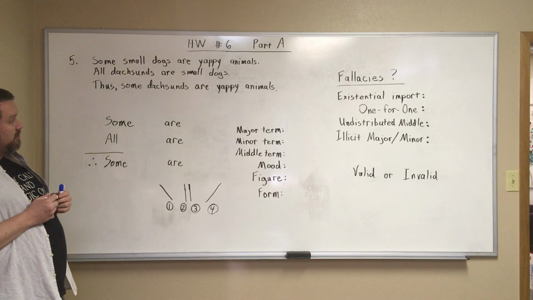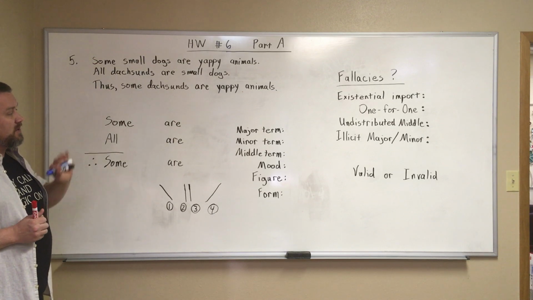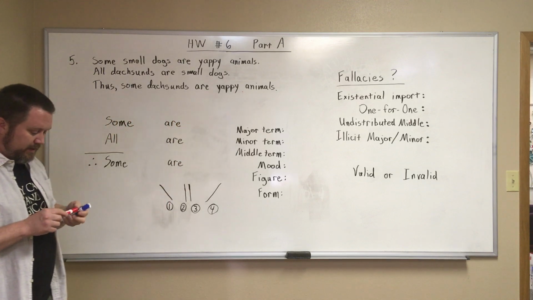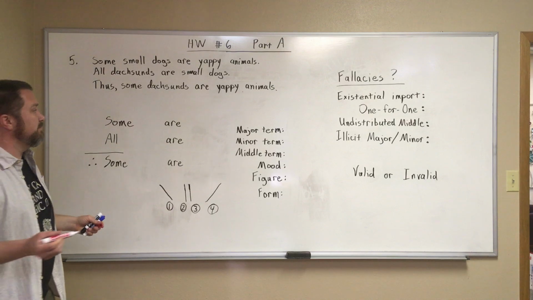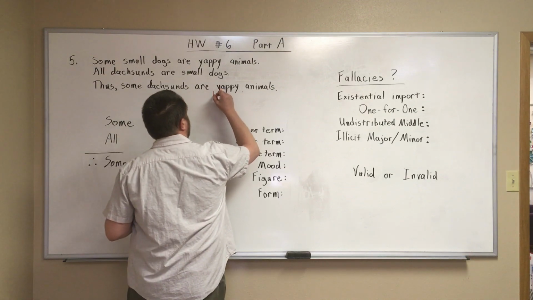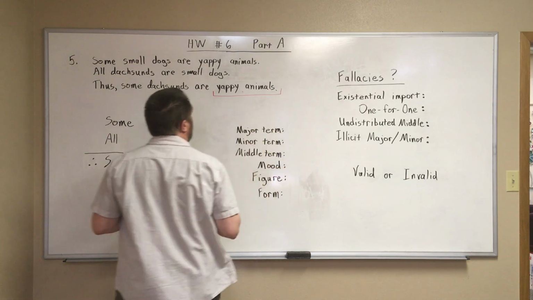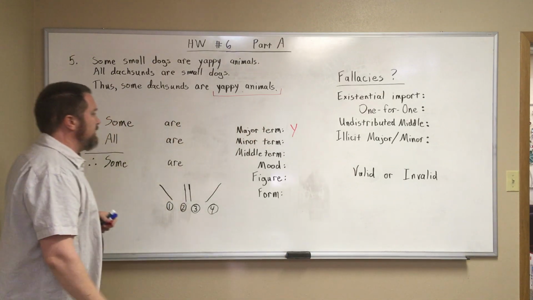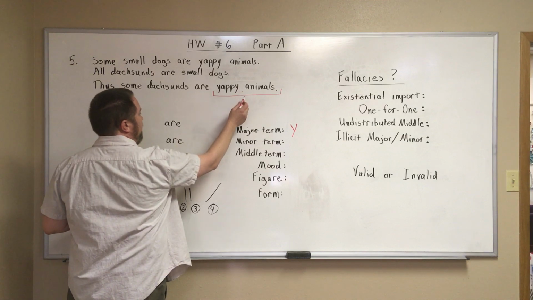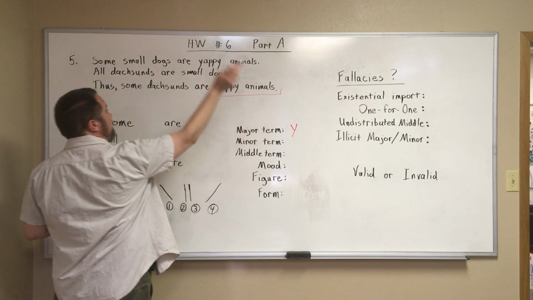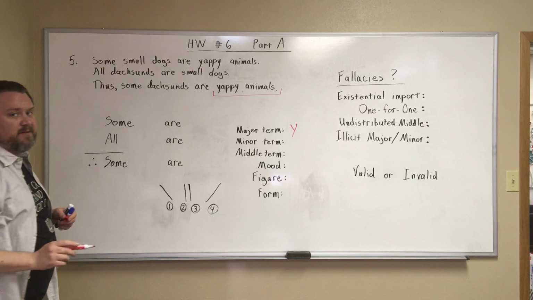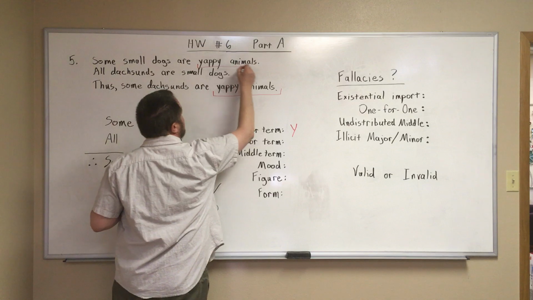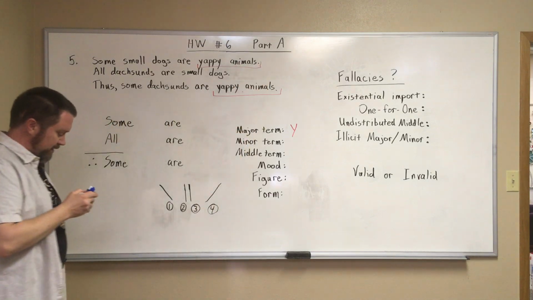So let's look at the conclusion first. Minor term is going to be in the subject place. Major term is going to be in the predicate place of the conclusion. So the major term is what's in the predicate place. That's going to be yappy animals. Let's abbreviate that with a Y. Then we can double check the major term should be in the first premise, the major premise on top, and indeed it is. So that statement's in the right place.